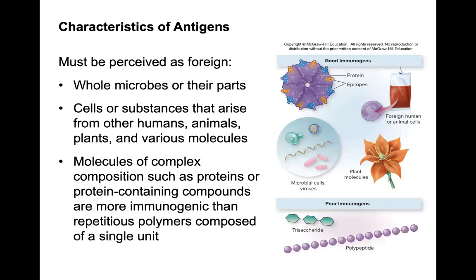Antigens must be perceived as foreign. Whole microbes or parts of microbes can be considered antigens. Cells are substances that arise from other humans, animals, plants, or various molecules. For example, getting the wrong type of blood or a tissue transplant from another person. Molecules of complex composition, such as proteins or protein-containing compounds, are more immunogenic than repetitive polymers composed of a single unit.